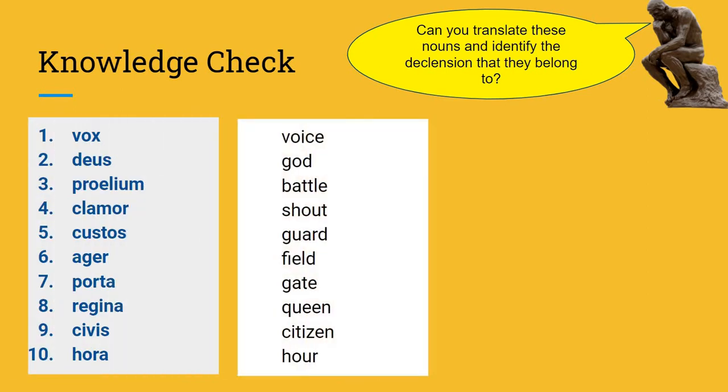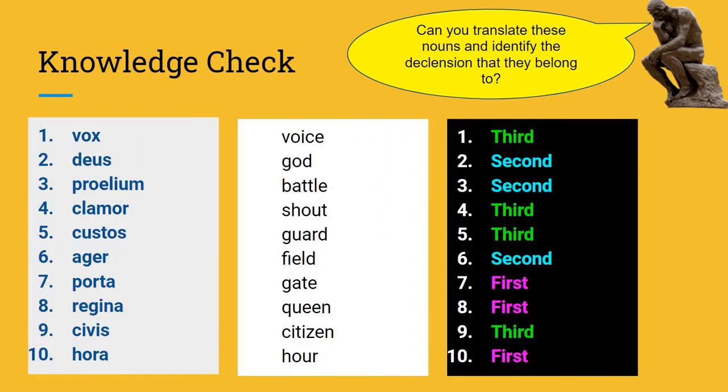Okay, so vox is voice, deus is God, proelium is battle, clamor is shout, custos is guard, ager is field, porta is gate, regina is queen, civis is citizen, and hora is hour. As for the declensions of these nouns, you can see them now displayed on the screen. Please correct your work and make a note of any nouns that confused you.